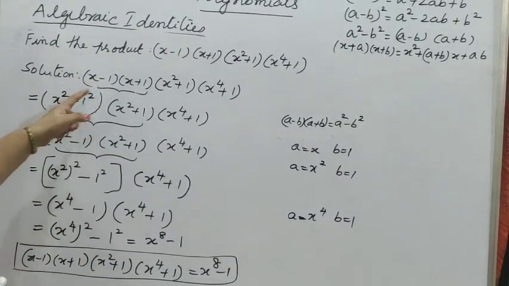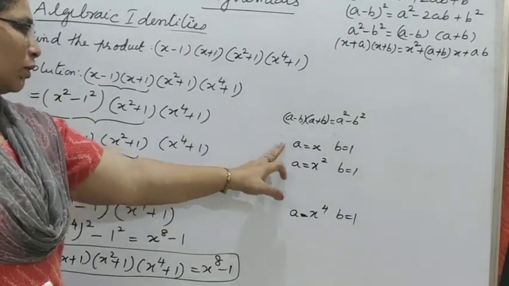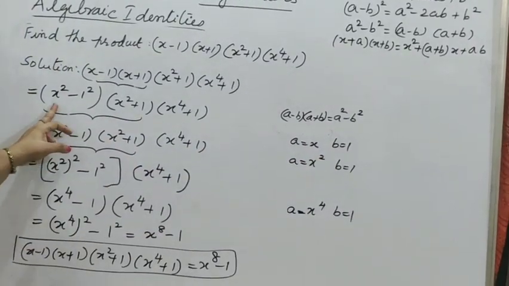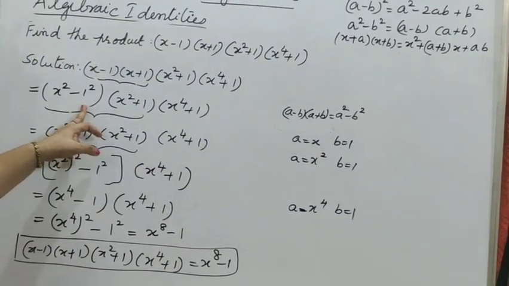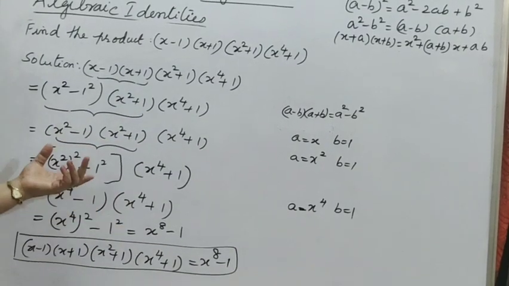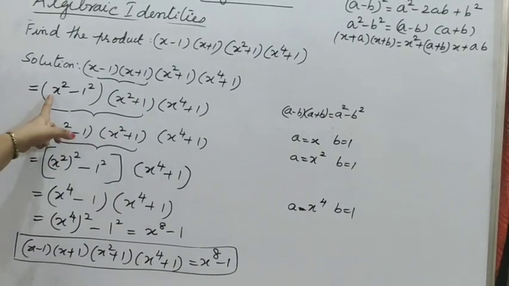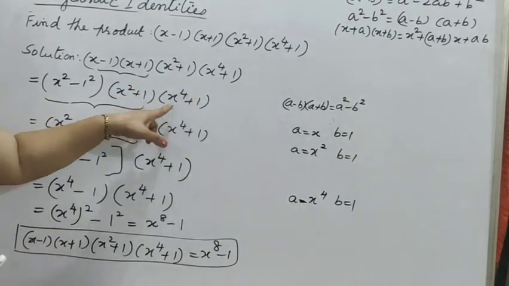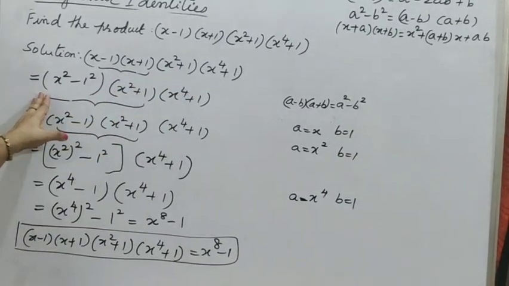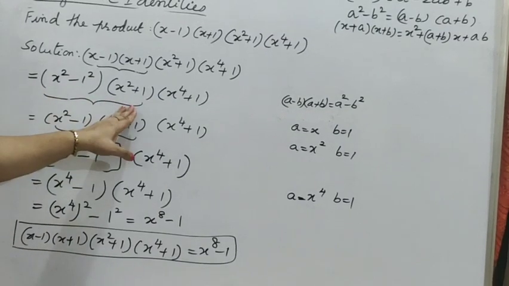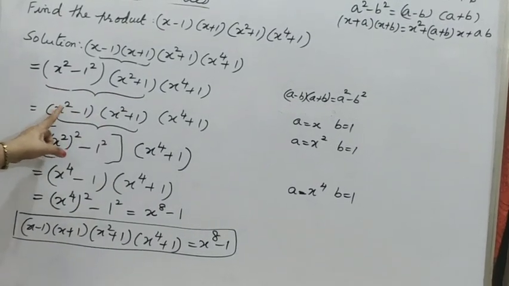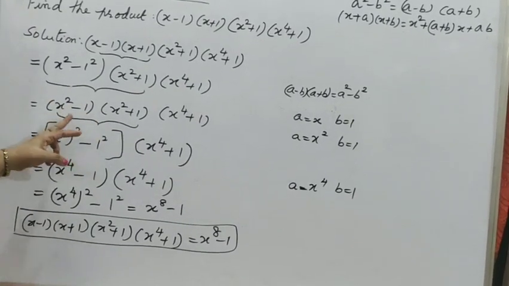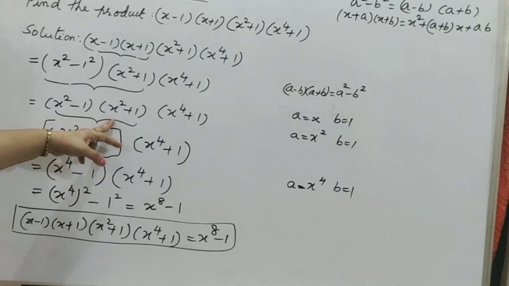While comparing this step, we know that for this particular step a equal to x, b equal to 1 only. So we are writing x square minus 1 square, right? a is x means a square is x square, b is 1 means b square is 1 square. So x square minus 1 square. Now the second bracket, that is x square plus 1, then the next bracket x raised to 4 plus 1. Then you have to compare the first two brackets again. See, one is x square minus 1, one is x square plus 1. Again it is in the form a minus b into a plus b.